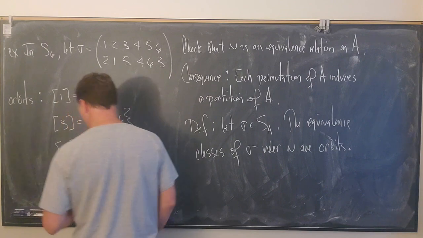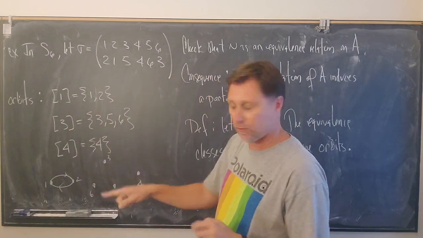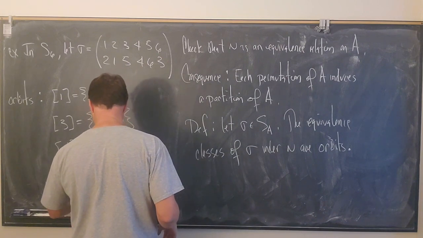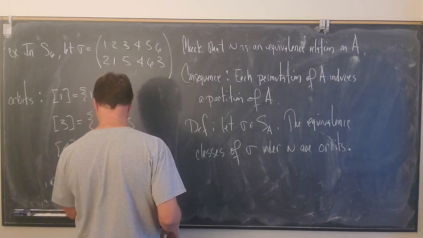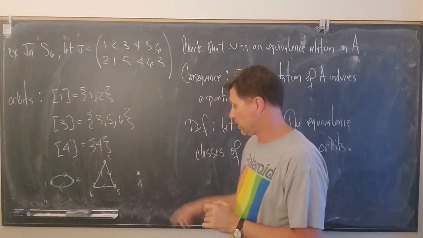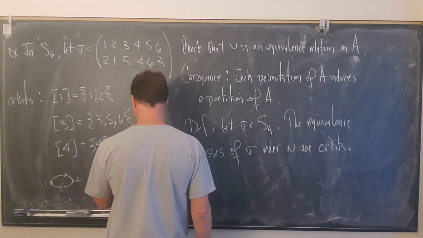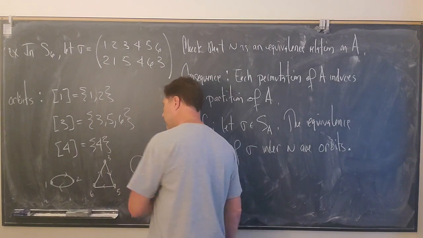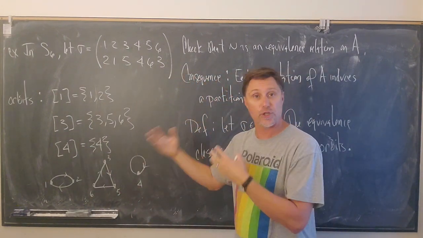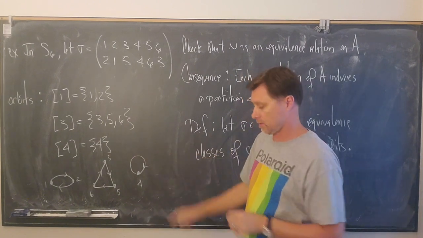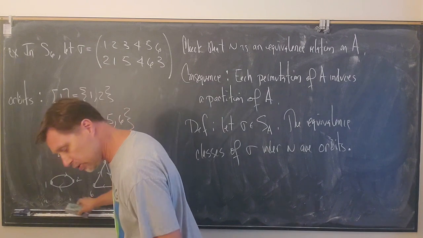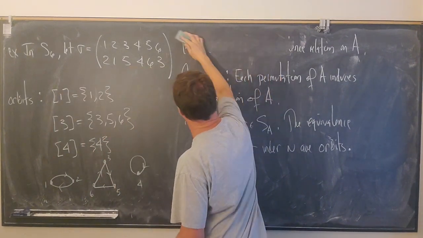As you repeatedly apply sigma, 1 and 2 just cycle back and forth, 1, 2, 1, 2. 3, 5, 6 just get permuted around. And then 4 just keeps going back to 4. So this gives a picture of what sigma does to the numbers 1 through 6. As you continue to apply it, you can see what happens. So let's try another example. We're going to do this in S sub 8.